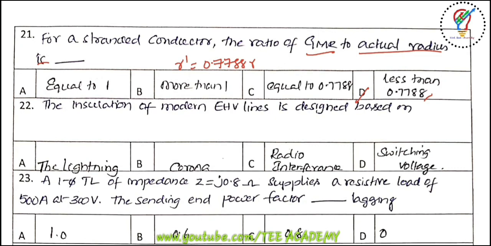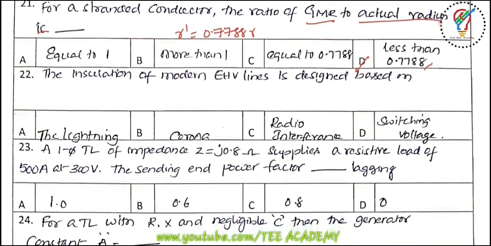Next one, 22nd question, the installation of modern EHV lines designed based on, so normally the installation depends upon voltages, but here the installation of modern extra high voltage lines is designed based on the switching voltages. So answer is D here. Okay, it is not on corona, it is not on lightning, it is not on radio interference.